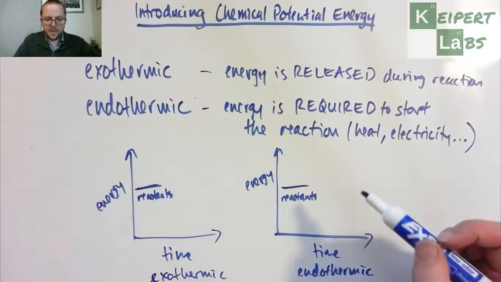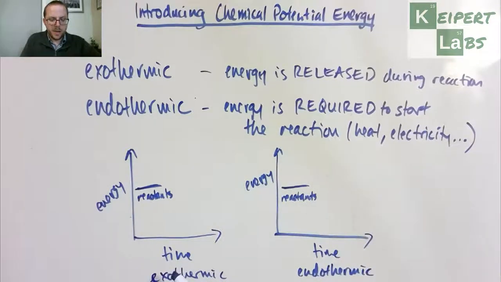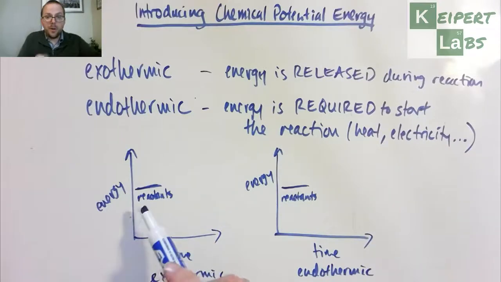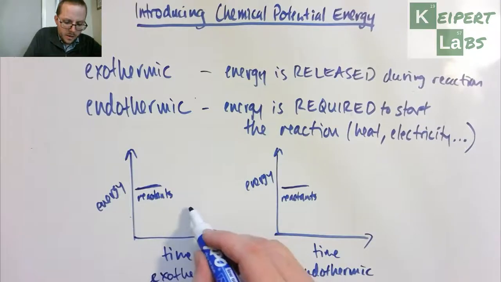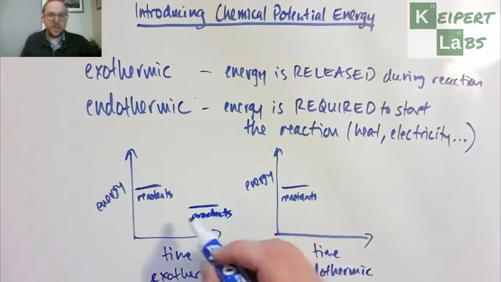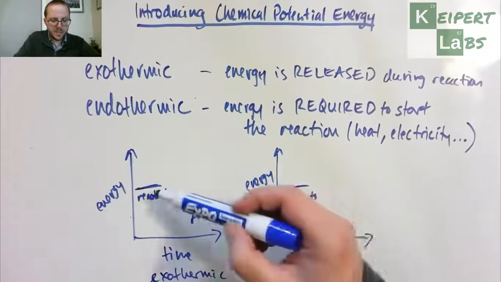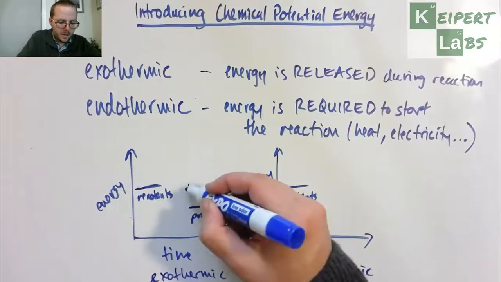Okay, and then what we're saying is that for an exothermic reaction, as the reaction goes on, we actually give off excess energy. We actually have less energy stored in our products than we had in the reactants. Okay, so the stored energy goes down by a certain amount, and the difference there is given off to the surroundings.